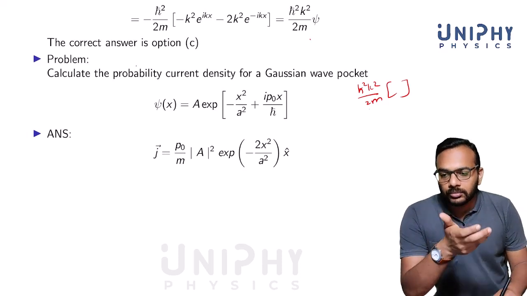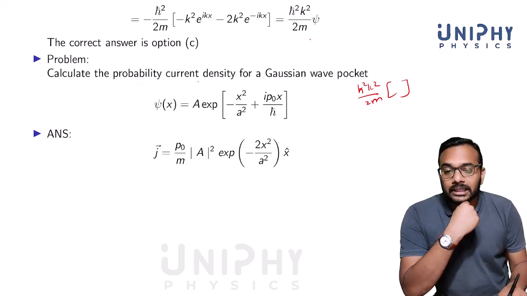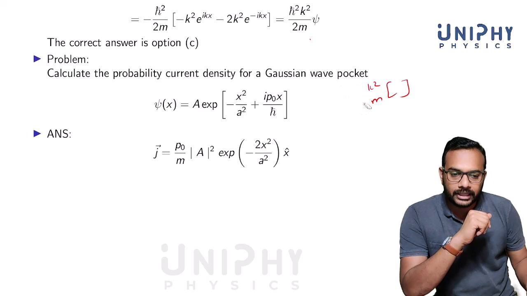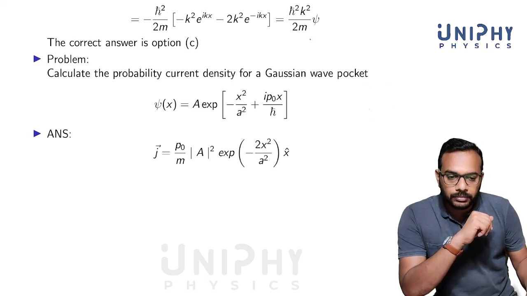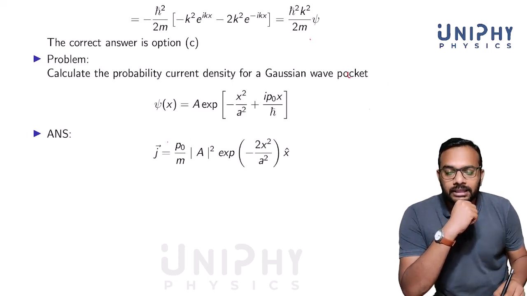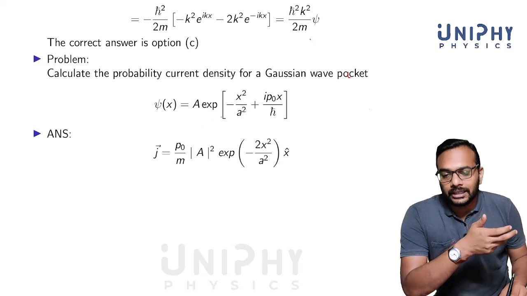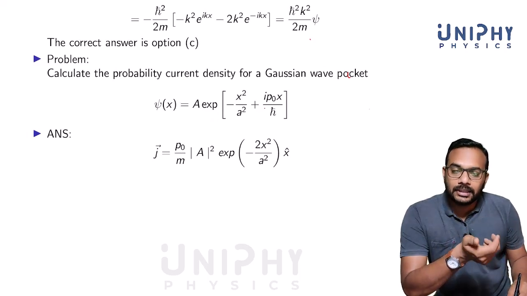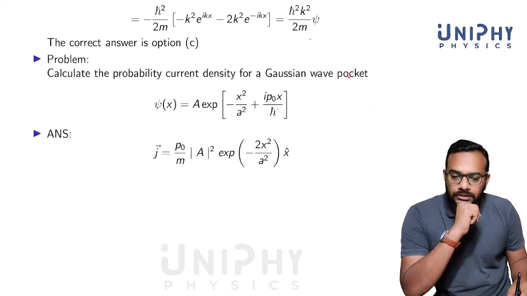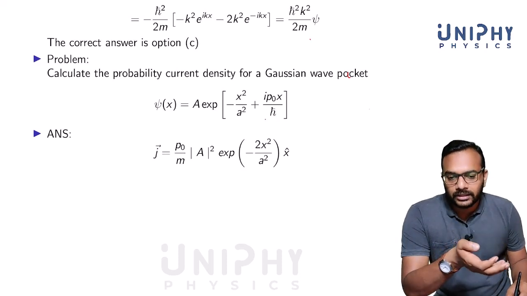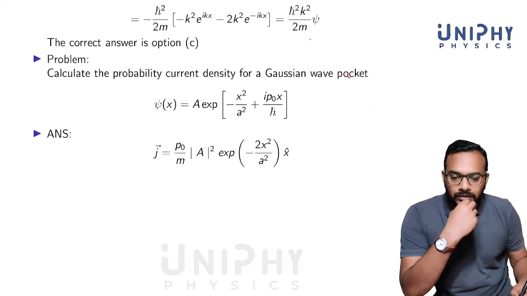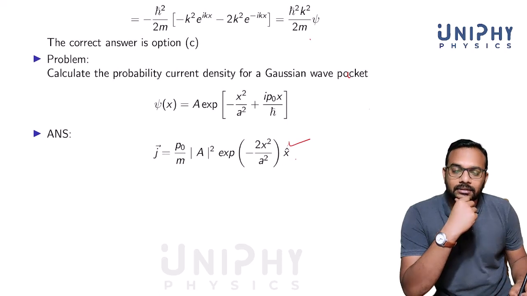Here is a problem for you. Calculate the probability current density for a Gaussian wave packet, psi of x equal to a e raised to minus x square by a square plus ip0 x divided by h cross. It's not very difficult. You just plug it into the formula and the answer is this. The j vector is given by this expression.